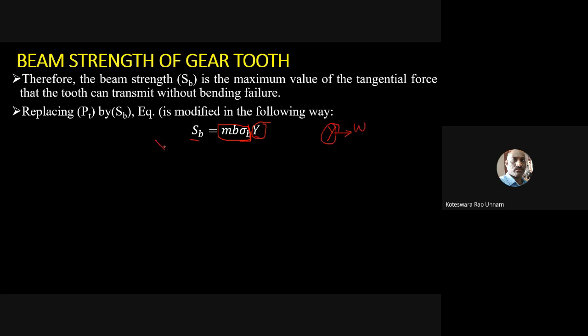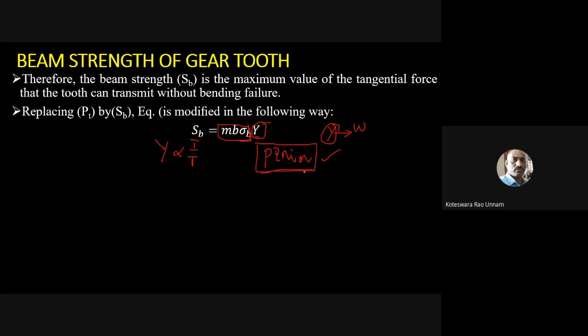Just now we said that this Y is inversely proportional to the number of teeth. Therefore, the smaller one will have a smaller number of teeth and the larger one will have a larger number of teeth. So the pinion is going to be the smaller one compared to the gear. So the pinion is going to be the weaker one. If you use the same material for both pinion and gear, then the pinion is going to be the weaker one. That means your design should be based on the pinion.